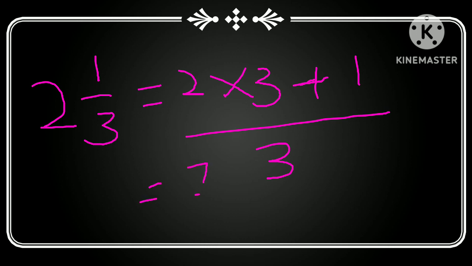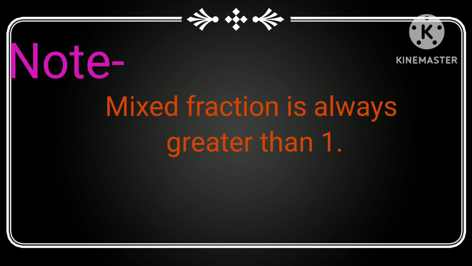we multiply 2, which is written inside, with 3, which is denominator, and 1 will be added to the result to find the numerator, and denominator will be written as it is. So after converting the mixed fraction 2 ratio 1 by 3 into an improper fraction, we get the answer 7 by 3. Mixed fraction is always greater than 1.